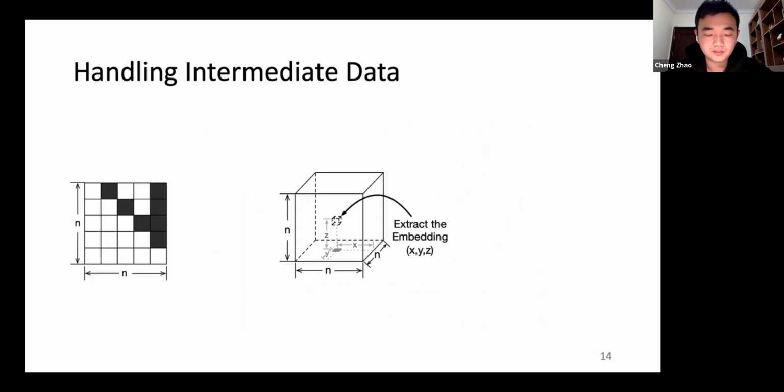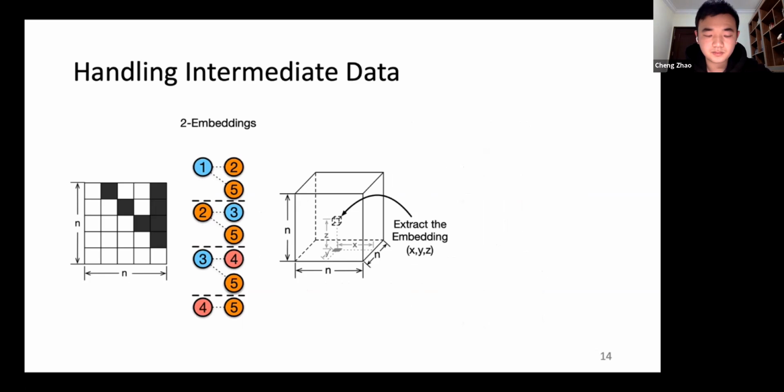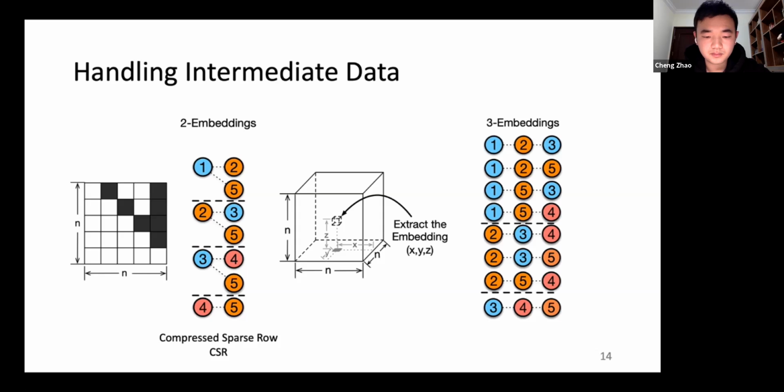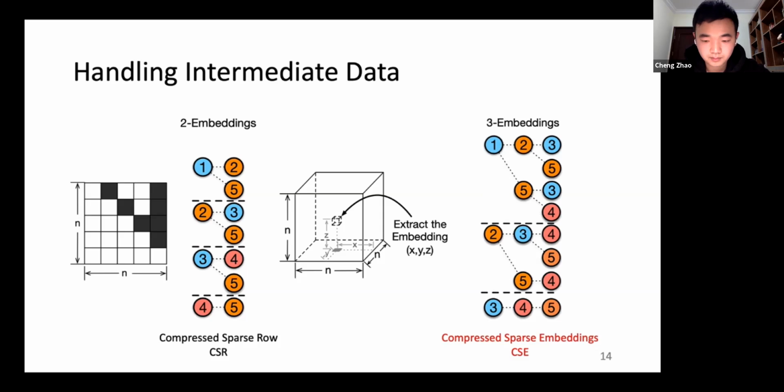For two dimensions, we store it just like storing a sparse graph using CSR or CSC. Inspired by CSR, Kaleido stores the embedding tensor dimension by dimension. We call it compressed sparse embeddings, CSE. If memory cannot store all embeddings, we store the high-dimension CSE on SSDs.